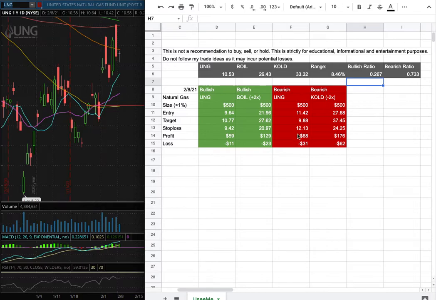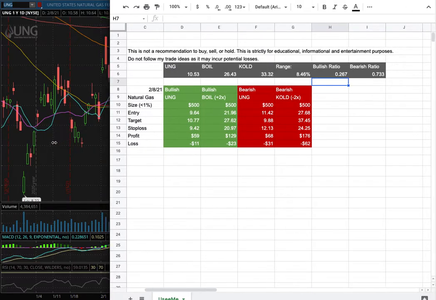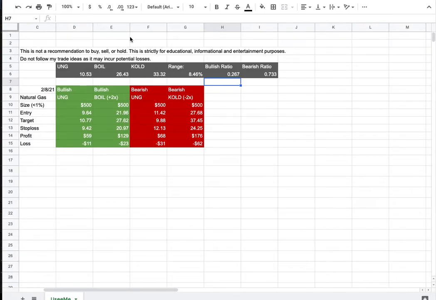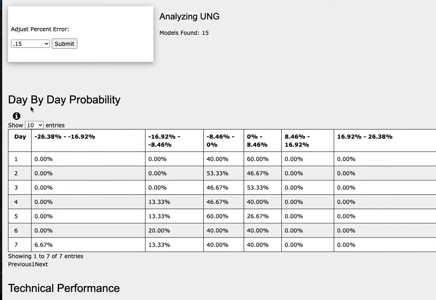However, if I were to open a short position, my entry is at $11.42. My sell target is at $9.88 and my stop loss is at $12.13. So whichever entry price were to hit first, that'll be my position of the week. So how did I develop these trade ideas? That all comes from the day-by-day probability model, which is available in the link below, so do check it out.